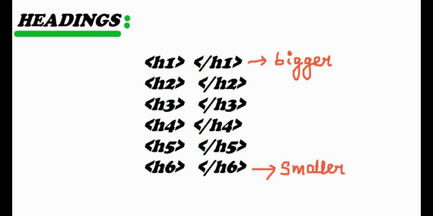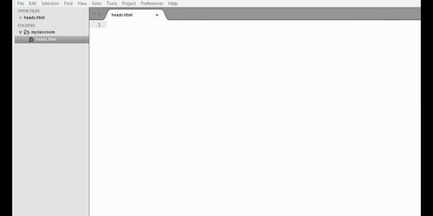Basically, the headings are of 6 types. They are as follows: H1 heading, H2 heading, H3 heading, H4 heading, H5 heading, and H6 heading. H1 headings are of bigger size and H6 headings are comparatively of smaller size than the H1 to H5 headings. Now let's run it in the Sublime editor.